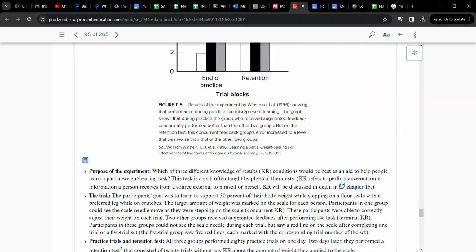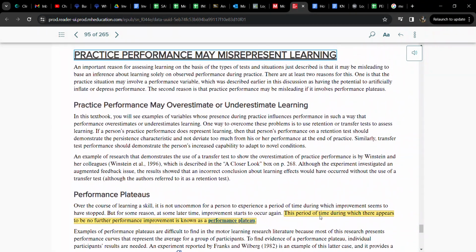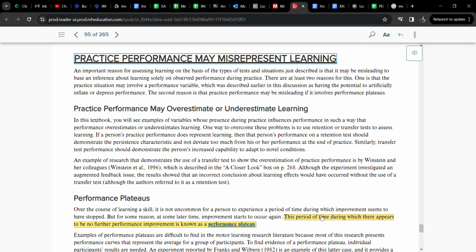All right, moving forward. Next, we're going to talk about practice performance and its misrepresentation of learning. So sometimes you practice something and it looks like you're not improving. It looks like nothing's getting better, and oftentimes we just call that a plateau.